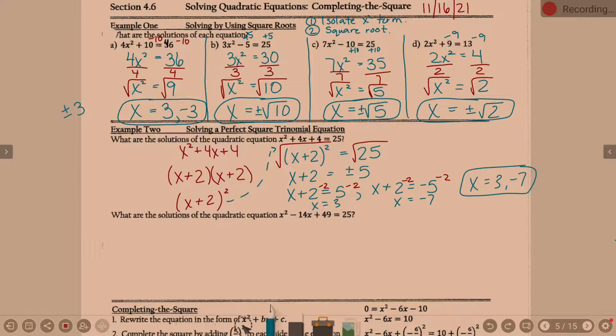Okay? Now, some of you might have just left it as x plus 2 equals plus or minus 5, subtracted your 2 there, and came up with your 2 answers. I'm fine with that. Some of you aren't going to like that, so you'd rather write it out as 2 equations. You pick your placement there.